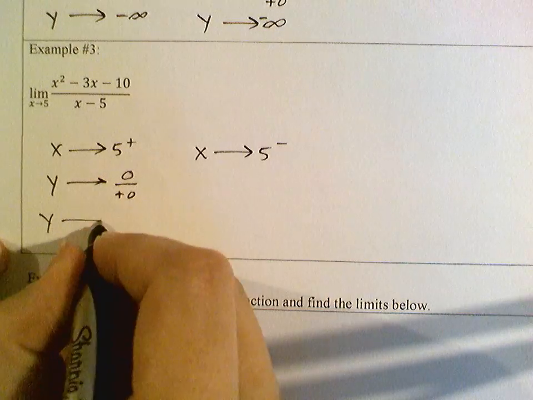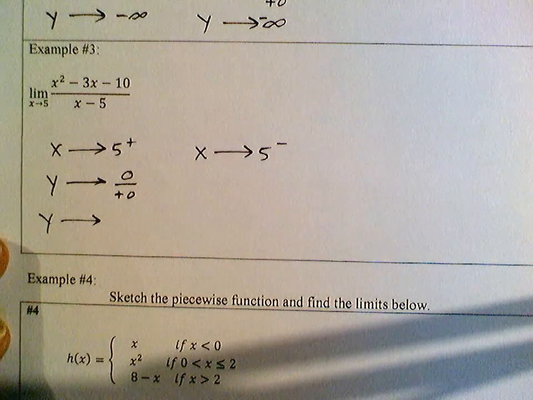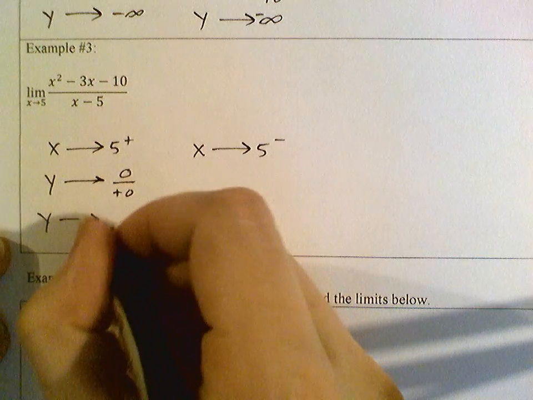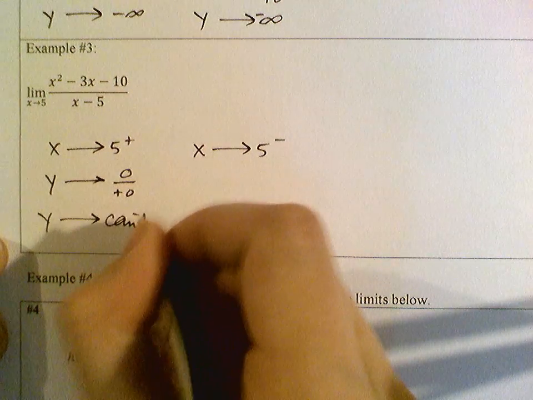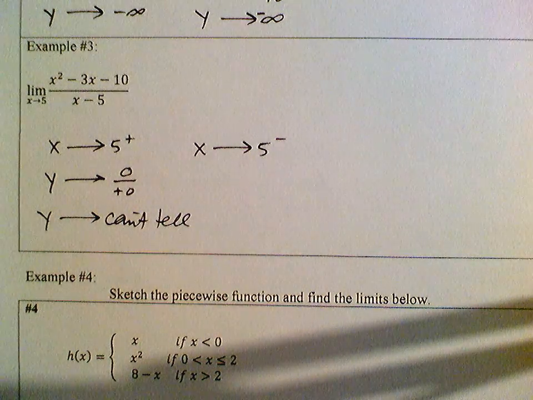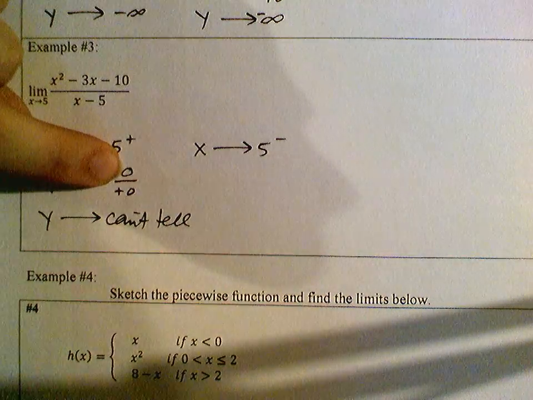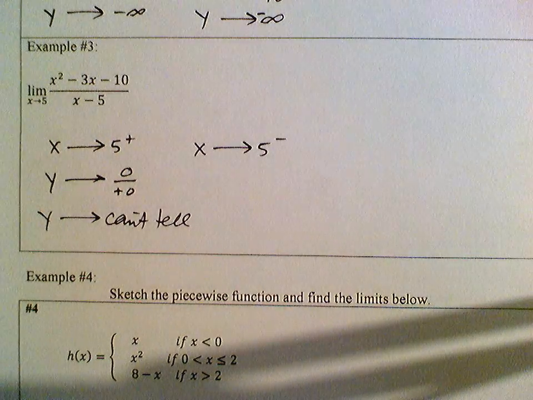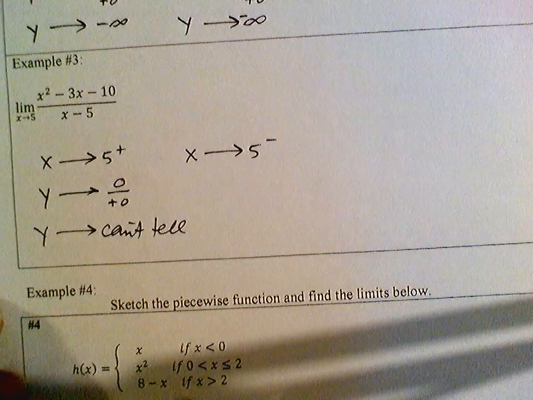That is what's called an indeterminate form. 0 over 0 is an indeterminate form. We cannot tell anything that's happening. So y is approaching can't tell. All right, 0 over 0, you can't tell. If it was like 1 over positive 0, that would be a very big number. But 0 over 0, we can't tell what that is.